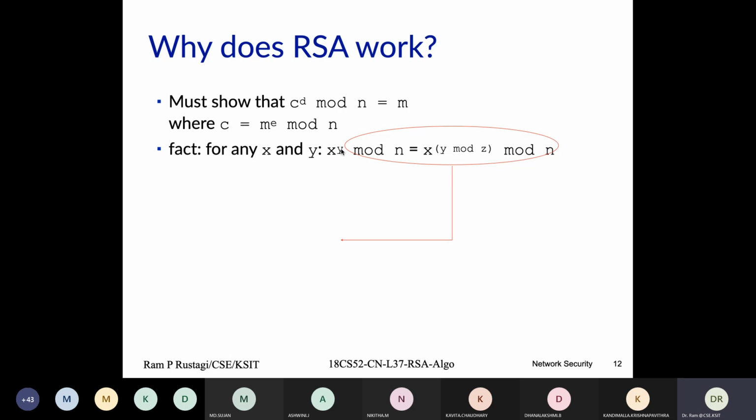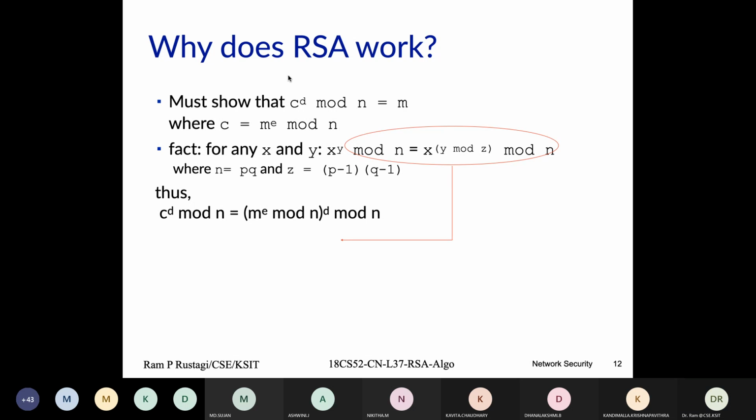So whether I write x raised to power y or x raised to power y mod z, I'll get the same answer, as long as n is equal to p into q and z is equal to p minus 1, q minus 1. You can look at the mathematics part, but using this identity, we would show that our encryption actually works.